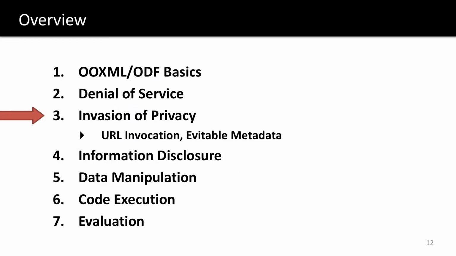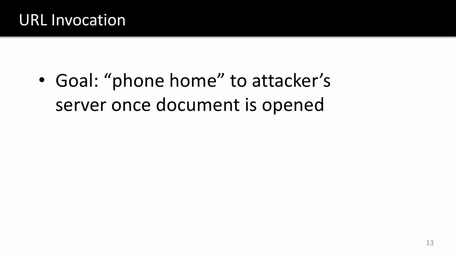Okay, now let's proceed with invasion of privacy attacks such as silent URL invocation and document metadata. Let's start with URL invocation. The goal of this attack is to craft a document that silently phones home once opened, which can be used to track document usage. An attacker could use this to de-anonymize users, for example, journalists or activists behind a shared mailbox. To test for URL invocation, we systematically studied the XML syntax of OOXML and ODF for legitimate features that allow to trigger a network connection.